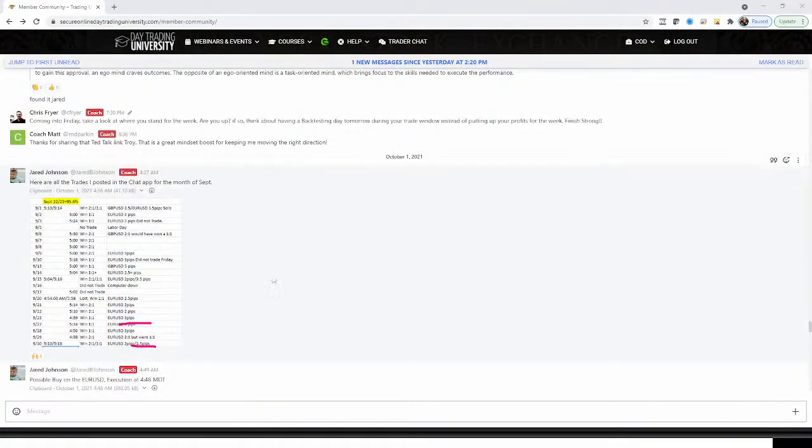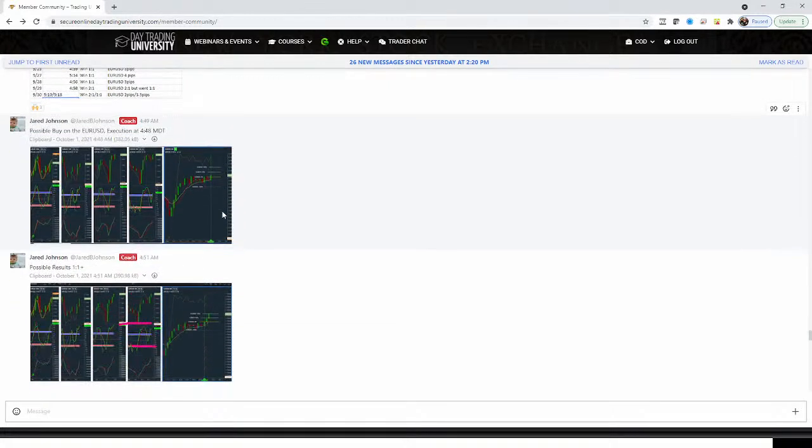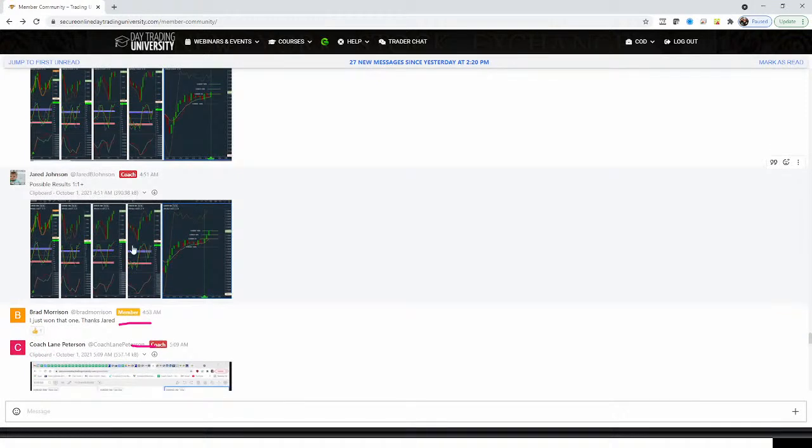Okay, check this out. So Jared is just showing the trades he took. He's a coach. He's shouting out a trade: possible buy on the euro, and then possible result. And then somebody who's just a member says, I just won that one. Thanks, Jared. What did that member have to do to get that trade? Nothing, just show up, right?